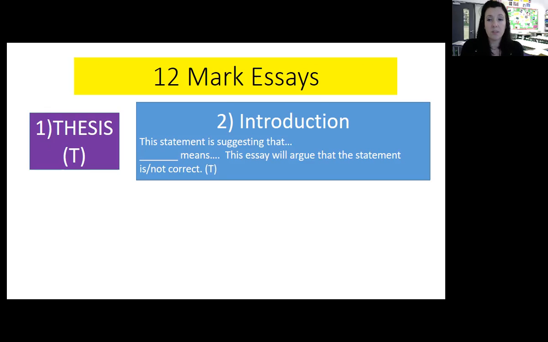So you're saying you know what the statement is, and then you're also saying you know what some of the key things are in the statement, okay? And then the crucial point: "This essay will argue that the statement is correct or not correct." And that's your thesis. So that's why I put a T in brackets. My essay is going to hinge on whether I think the statement is correct or not, okay? So I must end my paragraphs coming up on whether they support or not my thesis, okay?